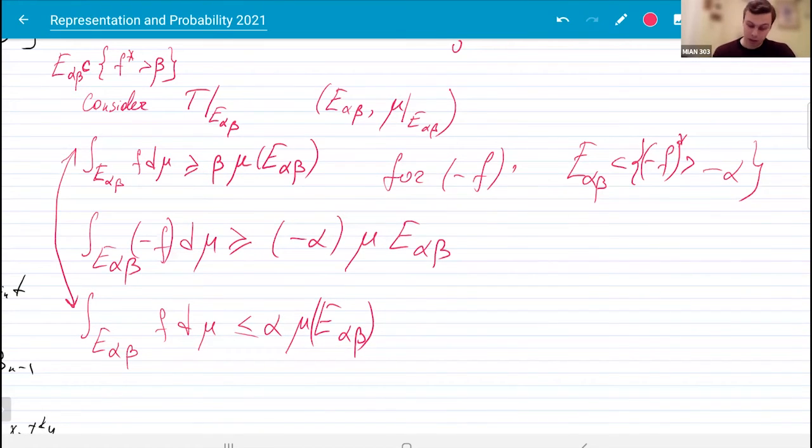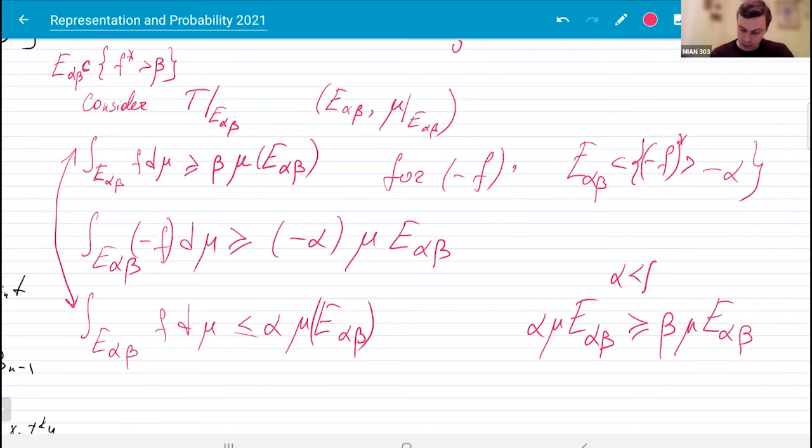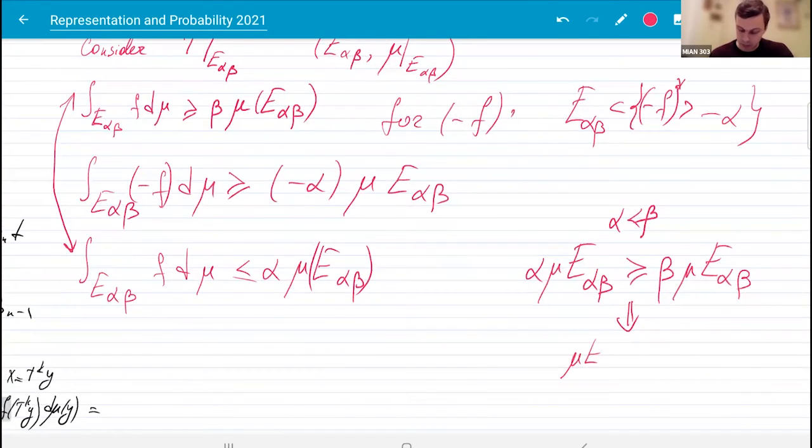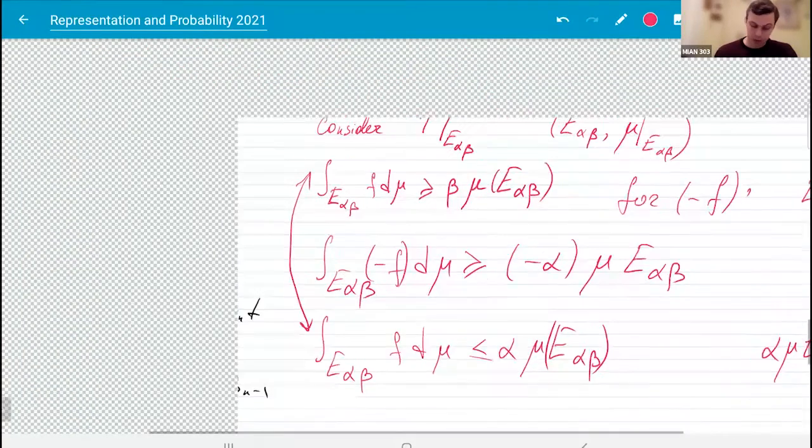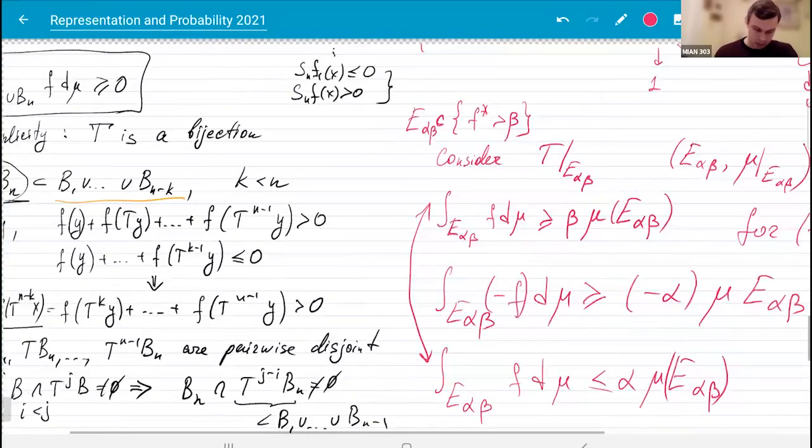So we have seen from these two inequalities that alpha times the measure of this set is not less than beta times the measure of this set, while alpha is less than beta. And this implies that the measure of our set is 0. And that's it. Well, this completes the proof of item 1 here.